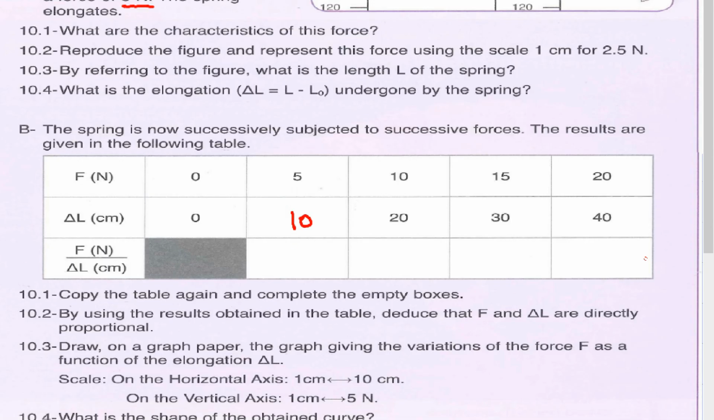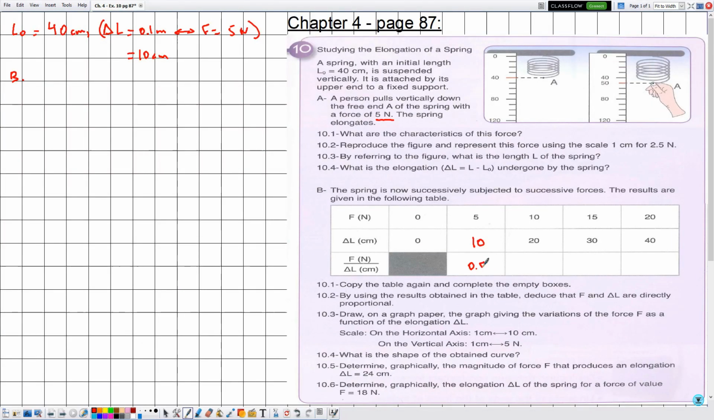So dividing 5 by 10 will give us 0.5. We are in part 10.1. Dividing 5 by 10 will give us 0.5. So here 0.5. 10 by 20 will give us 0.5. 15 by 30 will give us 0.5. As well, for 20 divided by 40, 0.5.